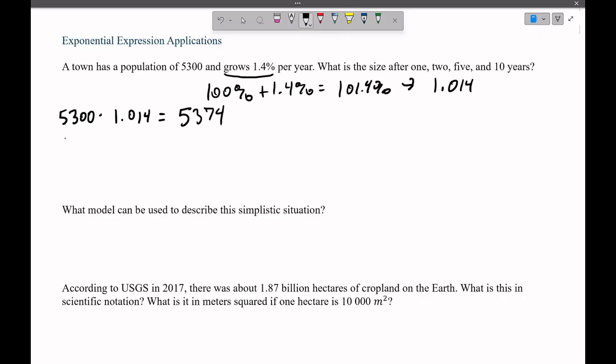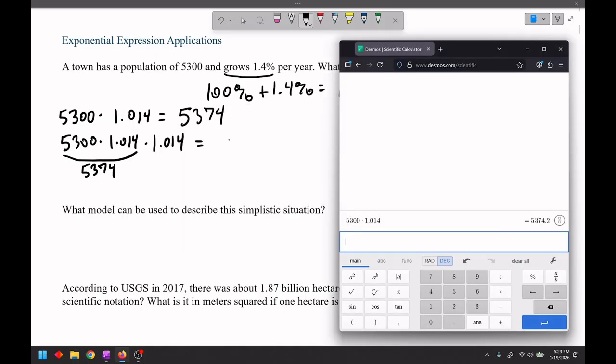Okay, after 2 years, it's the same thing as saying 5,300 times 1.014, which we just calculated, right? It'd be 5374, and then we're going to multiply this number by the 1.014 again, which is effectively the same thing as just saying this times 1.014. This is our 5374, and that's being multiplied again by 1.014. And that's going to give us 2 years of growth, 5374 times 1.014, and I get 5449.